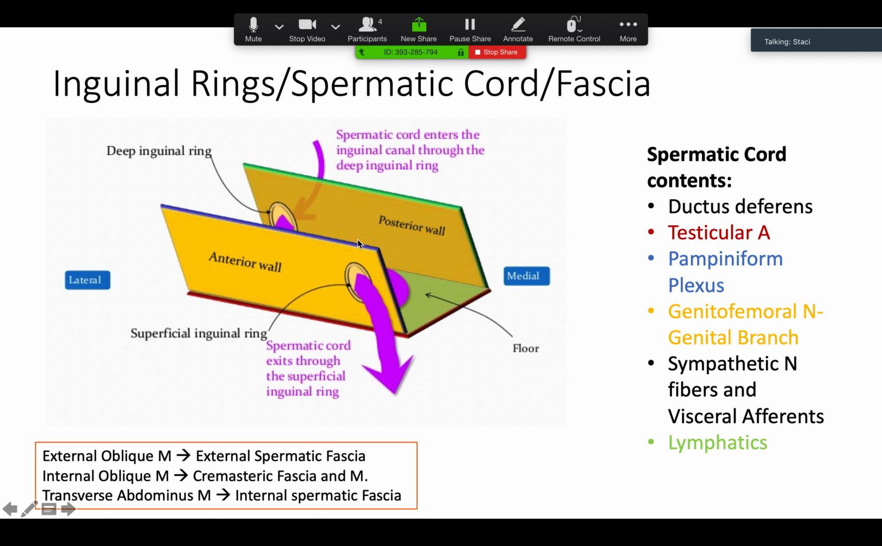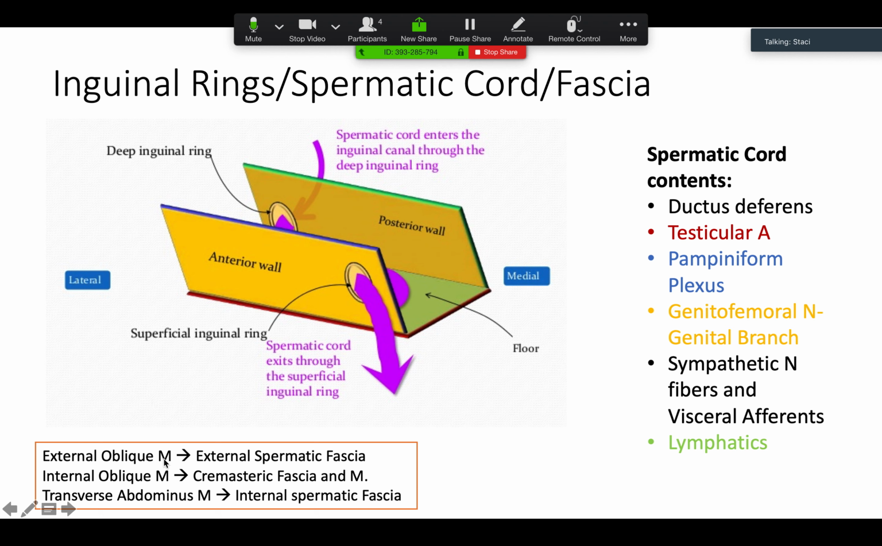Okay, so we've got 2 rings. We've got a deep ring and we have a superficial ring. So the spermatic cord is going to enter the deep ring and it's going to come out the superficial ring. And we've talked about these muscles, and it's important to know their names change as they pass through the inguinal rings.